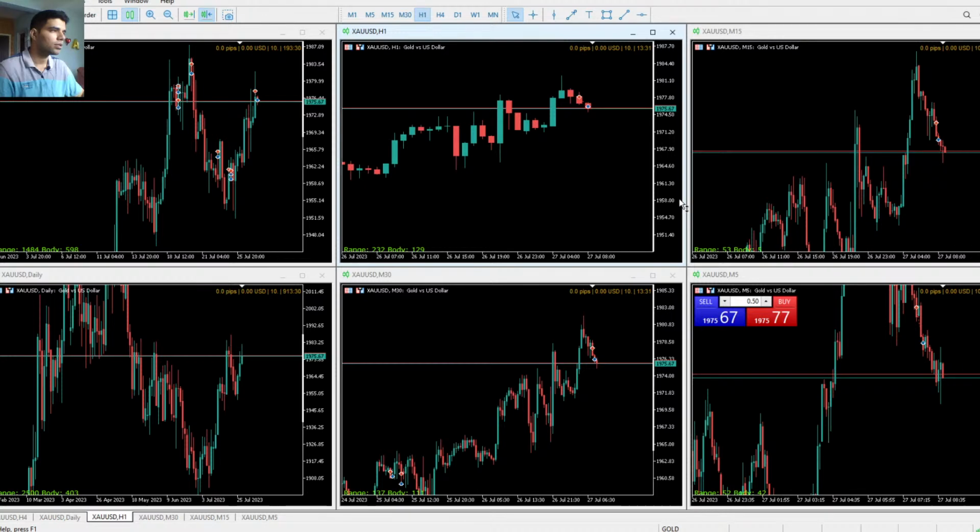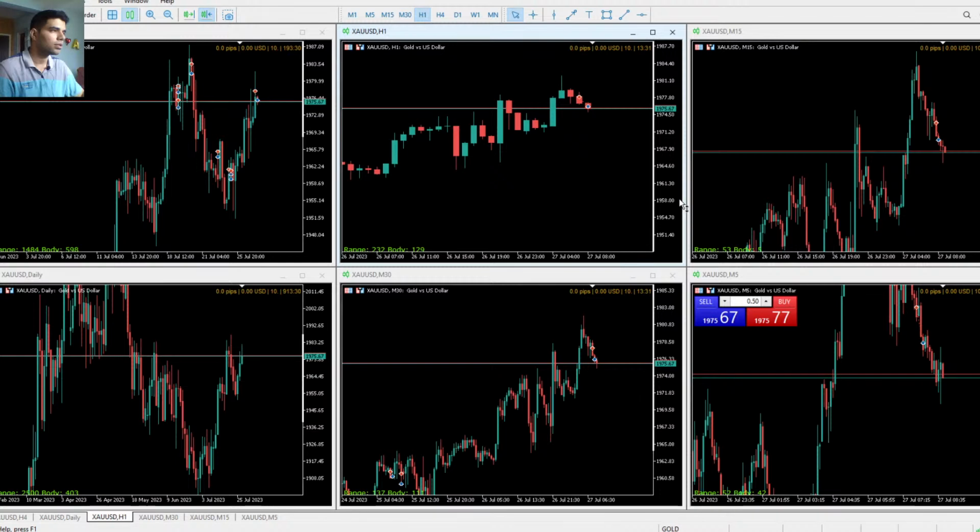Okay guys, there is a very simple concept. If the previous candle is a nice bullish candle, then this present candle can also be a bullish candle. If the previous candle is a nice bearish, nice red candle, then this present candle can also be a bearish candle. This holds true most of the time for higher time frames like H4, daily, H1 and M30.